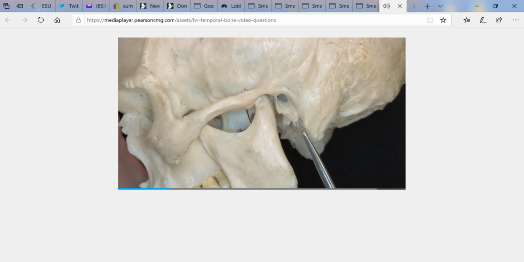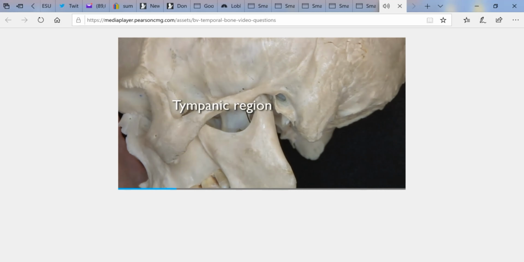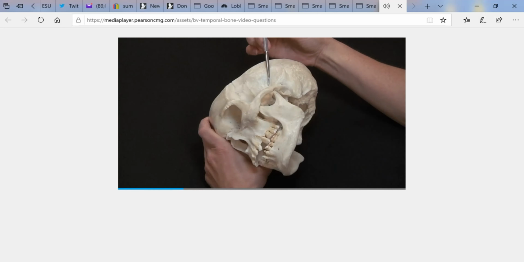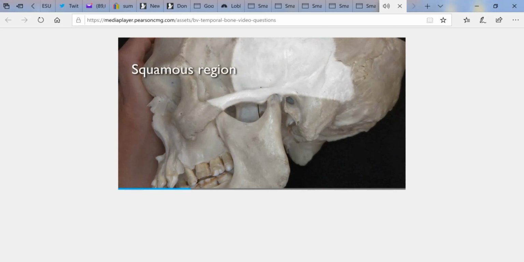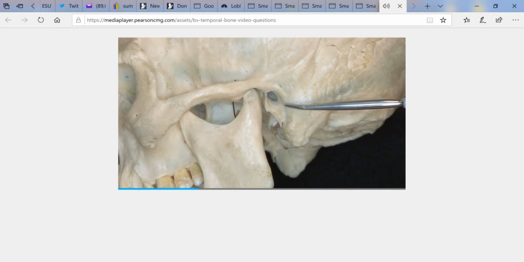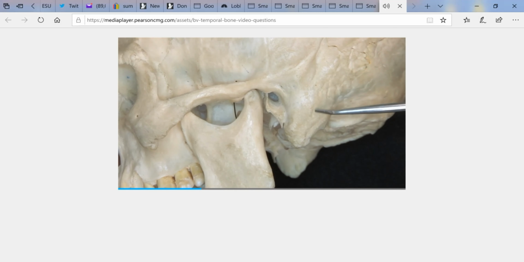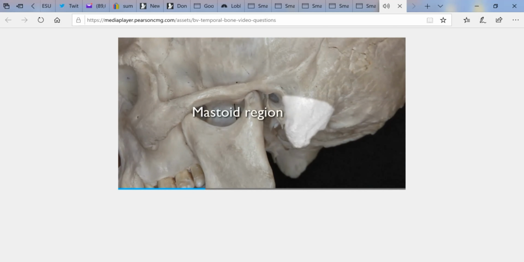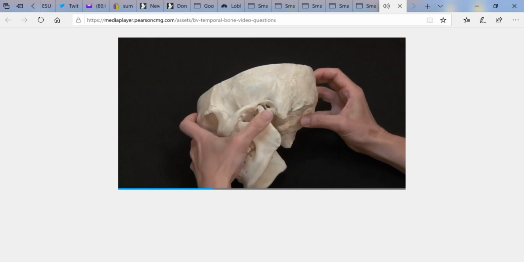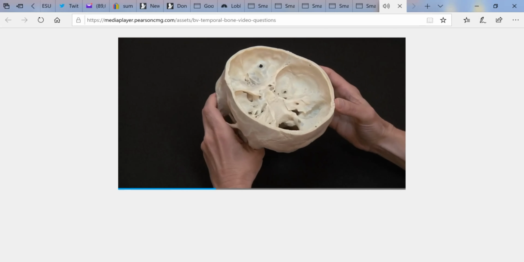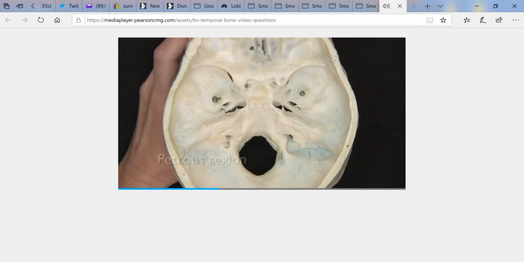The region surrounding the external acoustic meatus is called the tympanic region for its relationship to the ear. The flat region superior to the external acoustic meatus is the squamous region. The region posterior and inferior to the external acoustic meatus is the mastoid region. The internal surface of the temporal bone forms a mountainous ridge containing the inner ear that is called the petrous region.